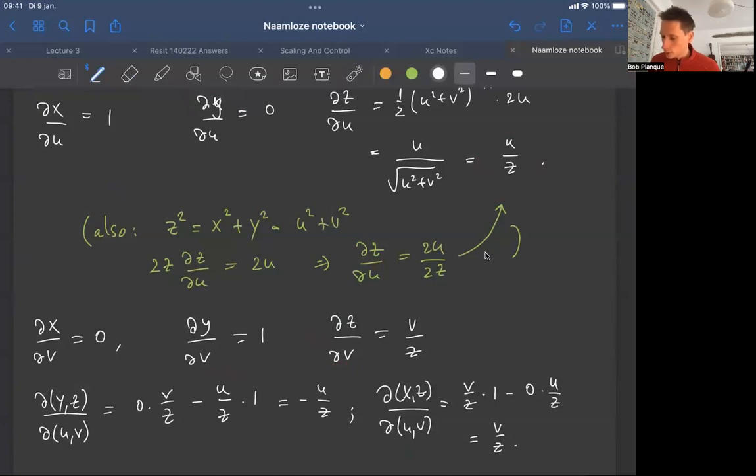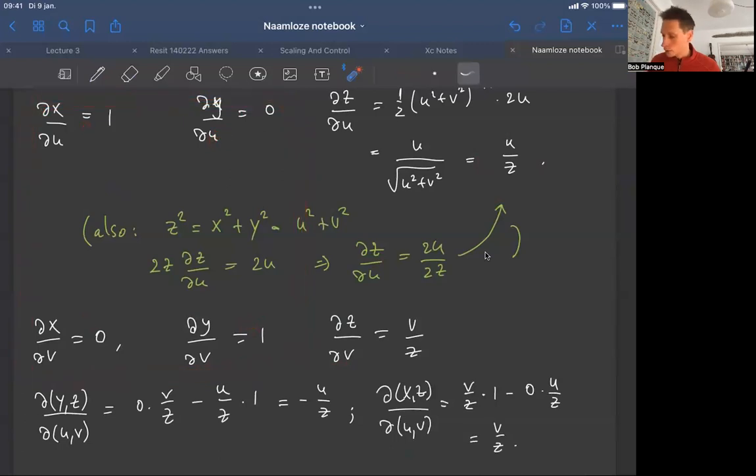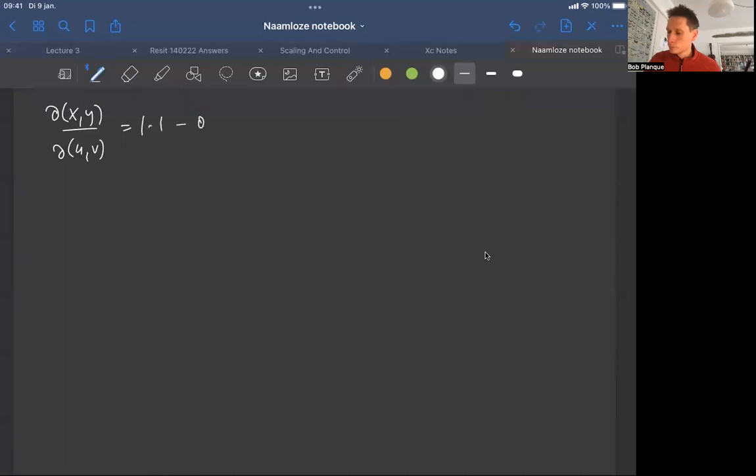And the last one, which I'll write on the next slide because I'm done on this slide, but I can show you before getting there, is that I have to take this subdeterminant, which is 1 times 1 minus 0 times 0. And so that's 1. So I've done all my partial derivatives. I've done all my subdeterminants.